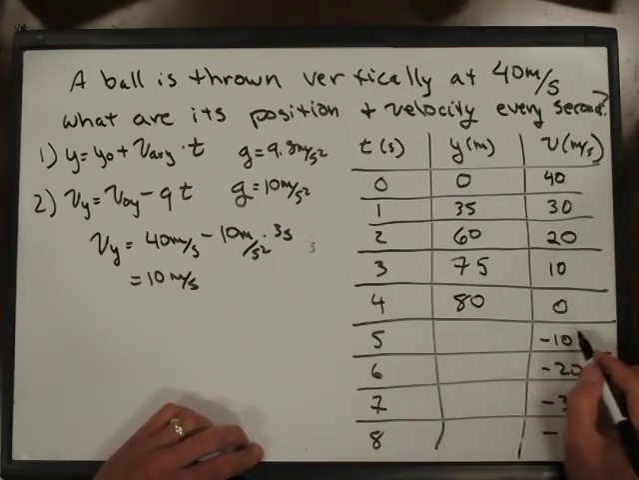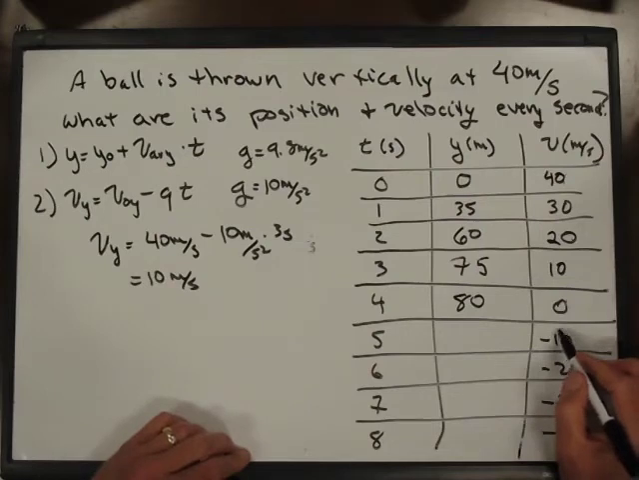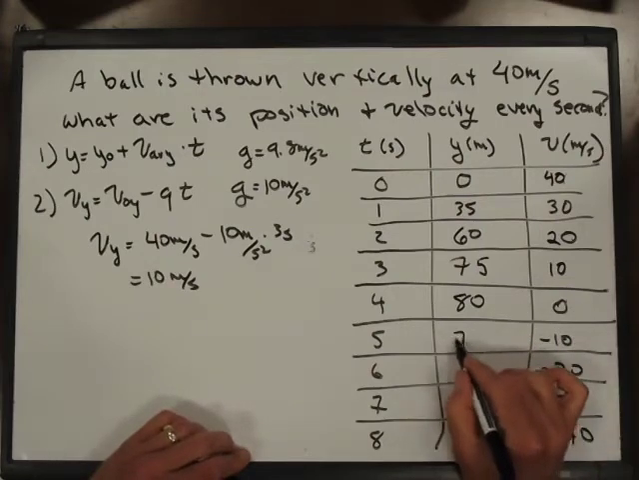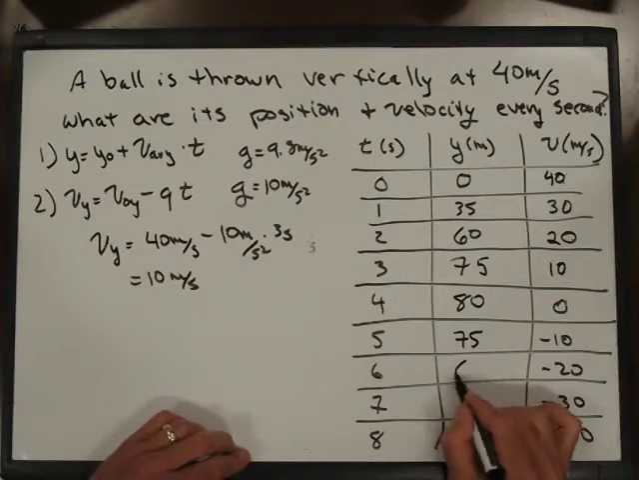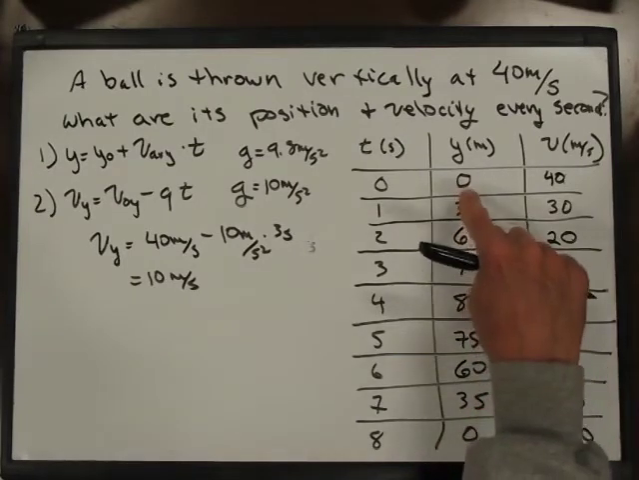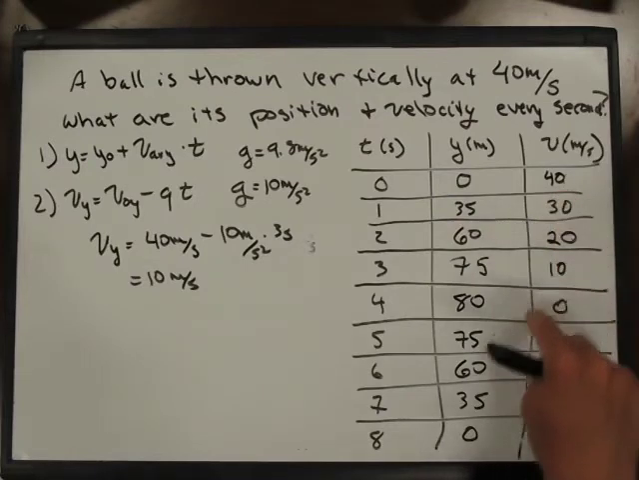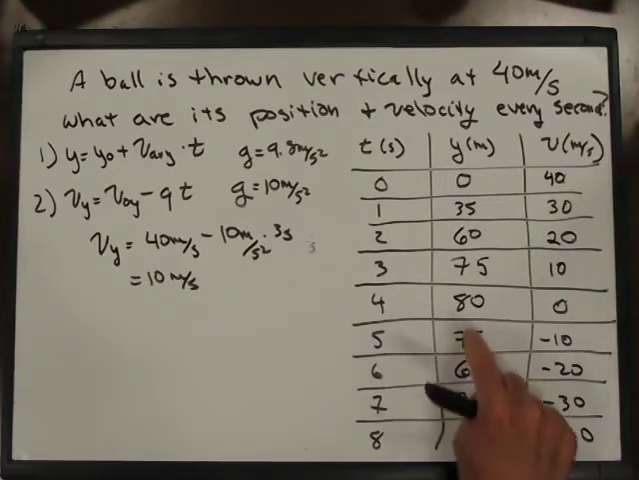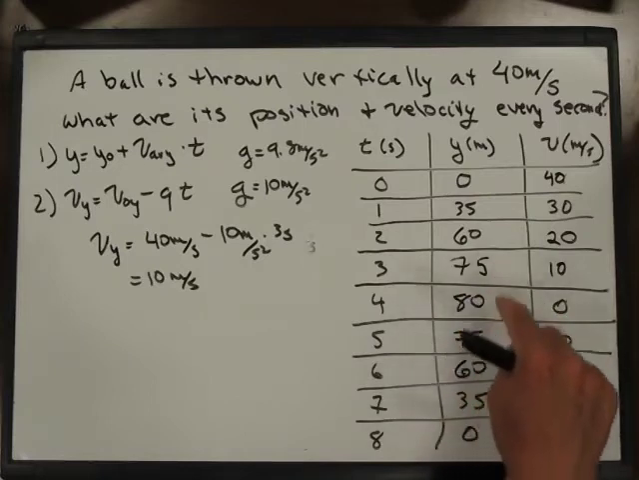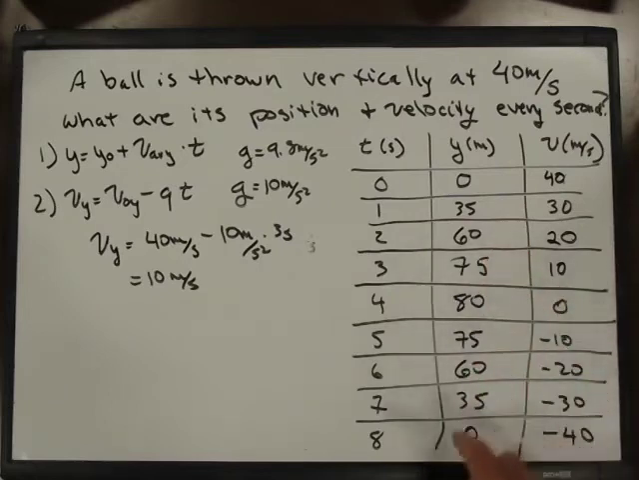So the next one of these is going to be minus 5, because 0 plus minus 10 is minus 10 divided by 2 is minus 5, and so this would be 75. I'd be subtracting, and if you work these out, you will notice the object goes up and it comes back down, and at corresponding times it's at the same position. So 1 second on either side of the highest point, it's at 75 meters. At 2 seconds on either side of the highest point, it's at 60, and then 35, and 0 back on the ground.